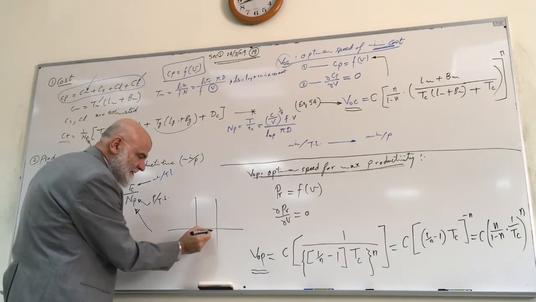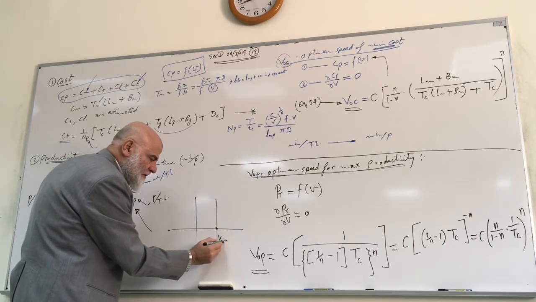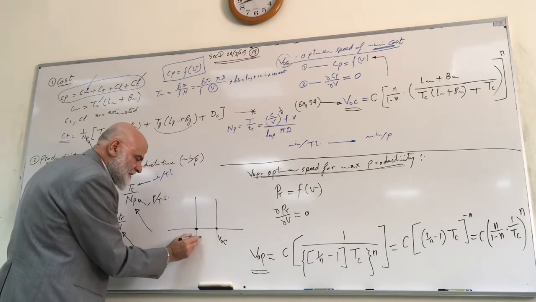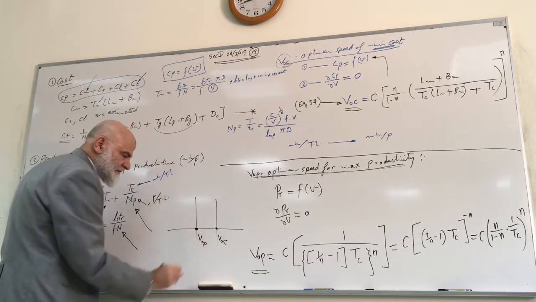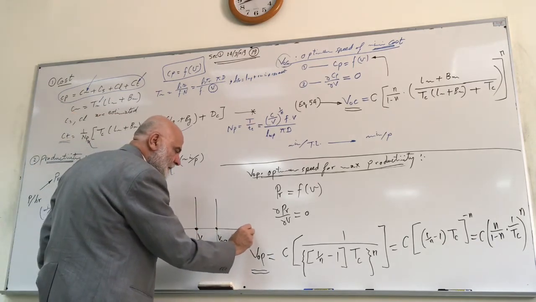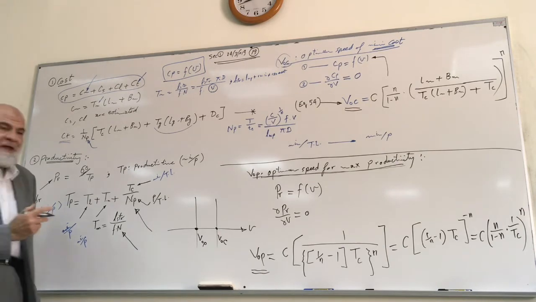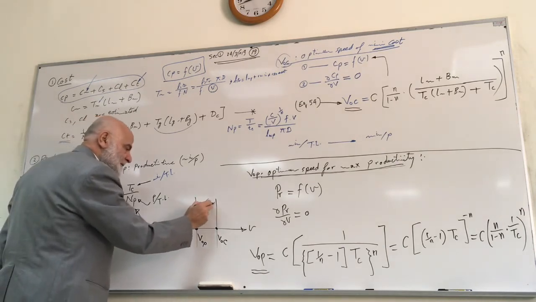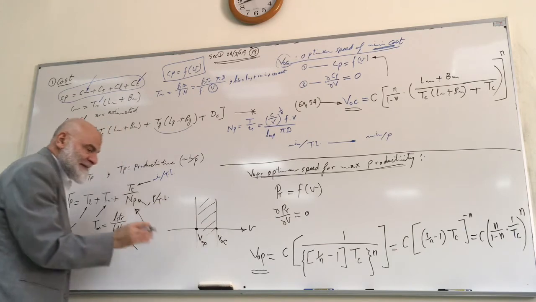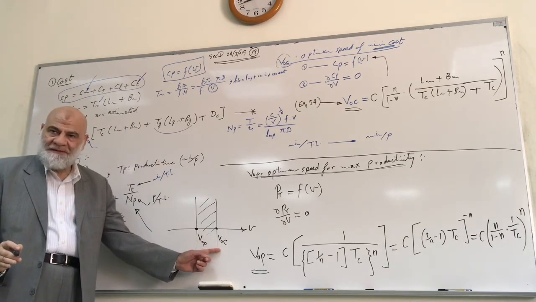But let us say that this is the optimum speed for minimum cost. This is the optimum speed for maximum productivity. With an x, this is the x of V. Therefore, you should go within the range between them, and you should select your speed here. At least you are very close to this and very close to that.